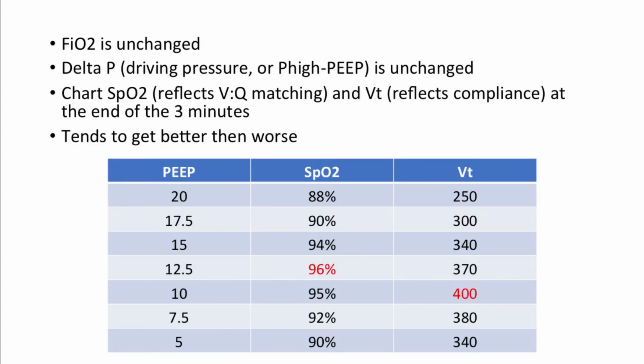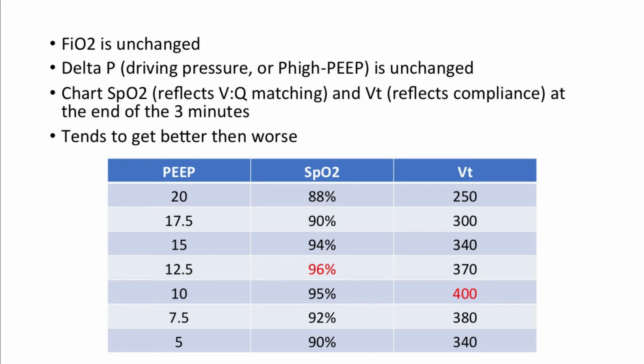So what it'll look like is you're going to just write on a scrap of paper, PEEP down one column, SATs and tidal volume. You put the PEEP at 20, you wait 3 minutes, write down the SATs. The SATs will be low at a high PEEP level because you'll have alveolar overdistension, so you have lung units that are at really high airway pressure, so they're ventilated but they're not perfused. And so you have shunting. You'll also have poorly compliant lung because they're overdistended, so you have a smaller tidal volume for the same delta P.